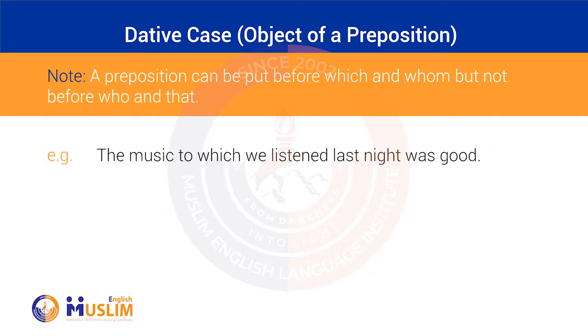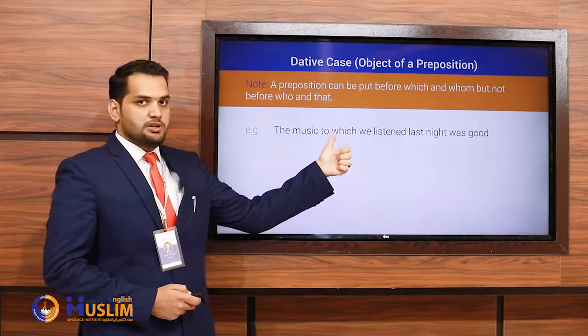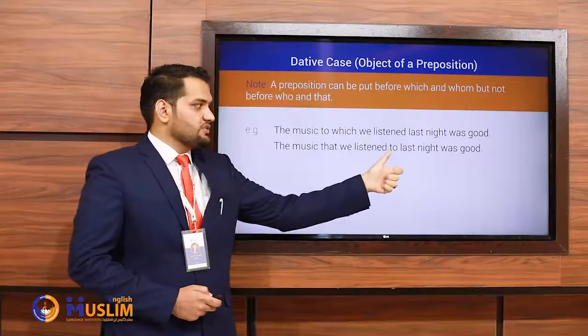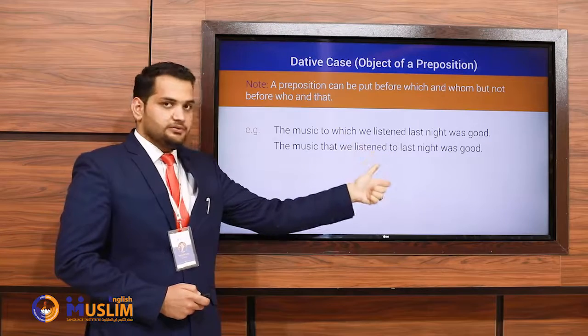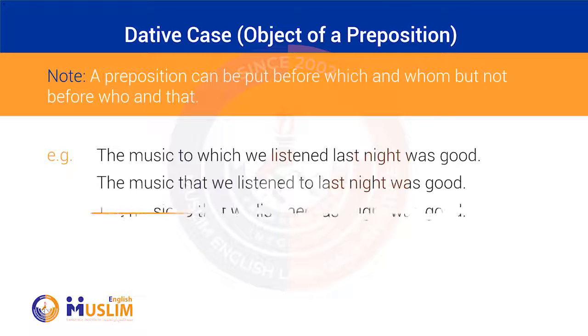For example, the music to which we listened last night was good. In this case, the preposition is used before which. You can also say the same sentence like this. The music that we listened to last night was good. In this case, the preposition is used at the end of the adjective clause, or after that. But you can never say, the music to that we listened last night was good. That's wrong.